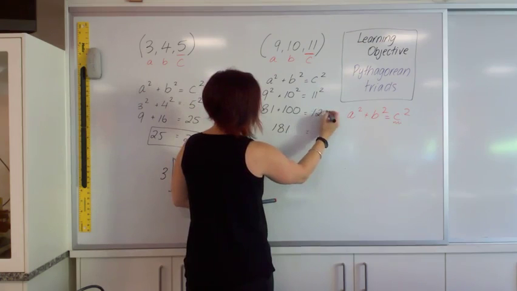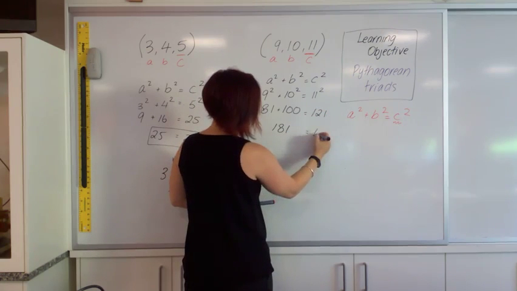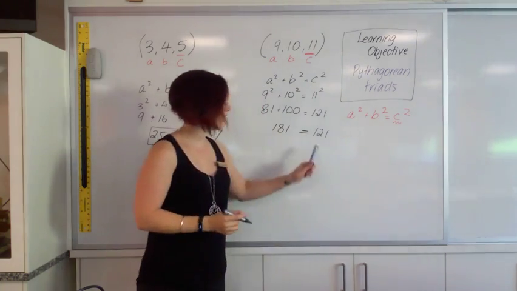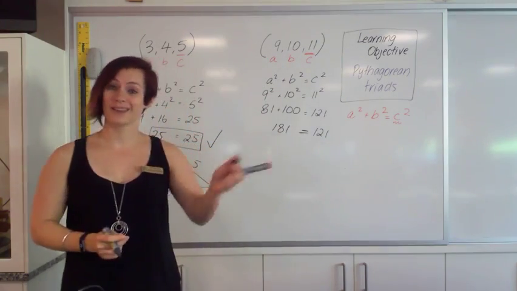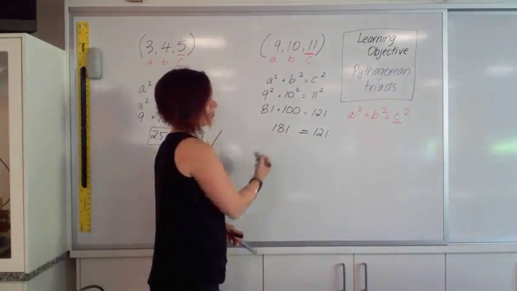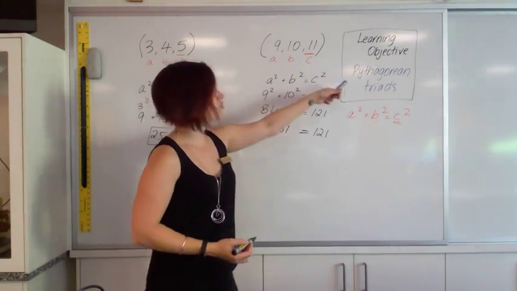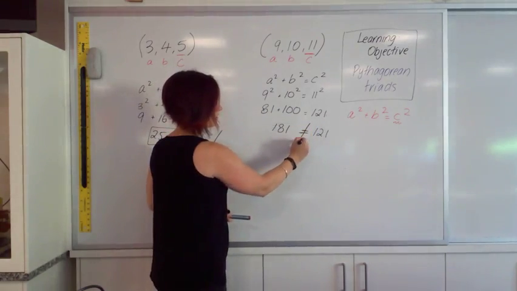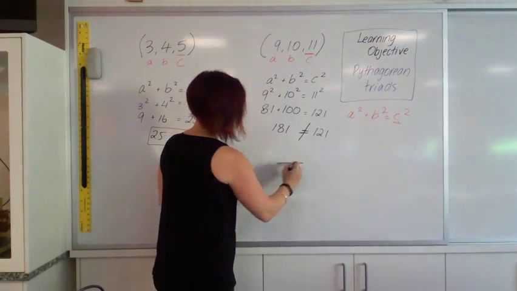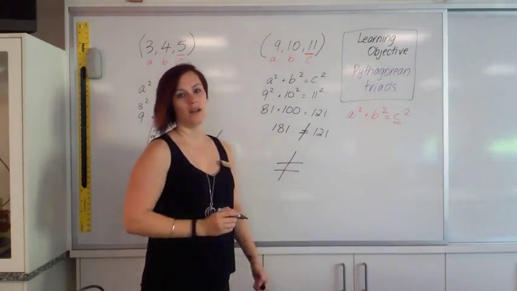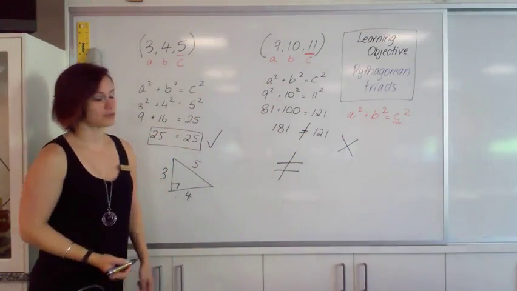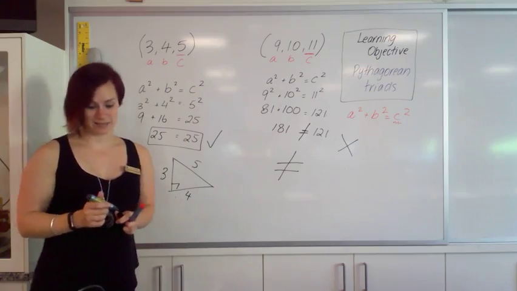11 squared is 121. Now we can see we have different numbers here, and we cannot have this equal sign because 121 is not the same number as 181. So we can see these side lengths do not make a right angle triangle. So what we have to do is use this symbol here, which is does not equal. All right, and that is telling us that this set doesn't make a good right angle triangle, but this set does. Okay.